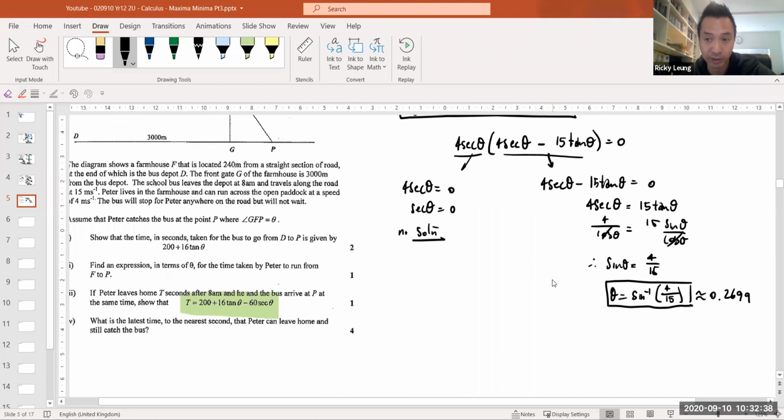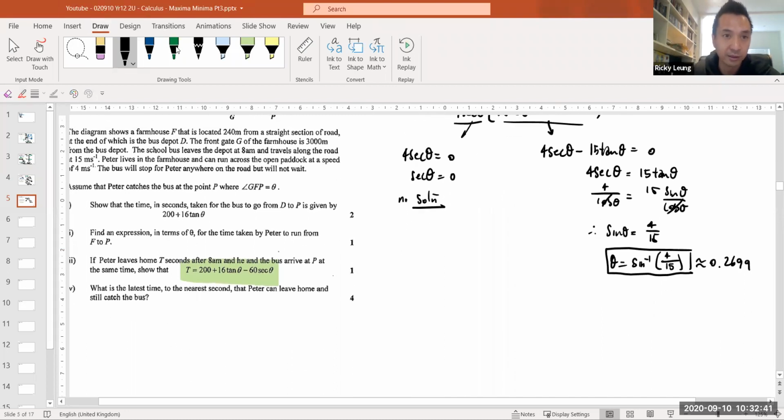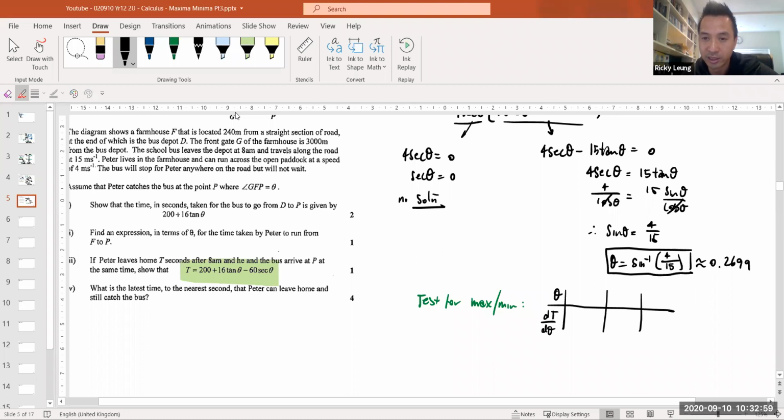And we're going to use the table method. So utilizing the table method, I've got theta over here and dT on d theta over here. So I got in here the exact value of sine inverse of 4 on 15, which is approximately that. So maybe add something a bit bigger than this, add something a bit smaller than this.